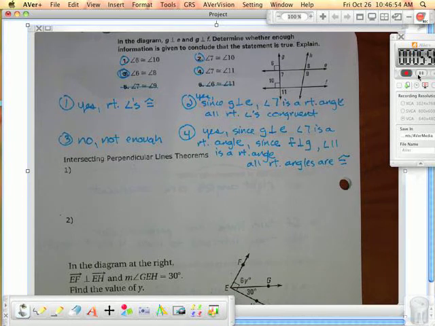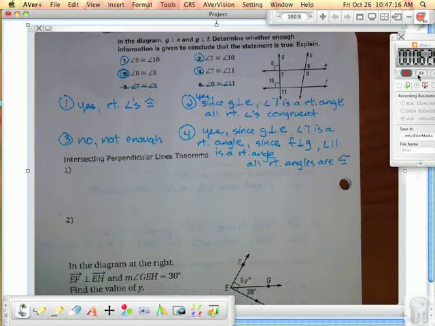Number 4 is yes. Angle 7 is congruent to angle 11, again, because these two lines are perpendicular. That means 7 is a right angle. These two lines are perpendicular. That means 11 is a right angle, and right angles are congruent. Got it? We'll practice.